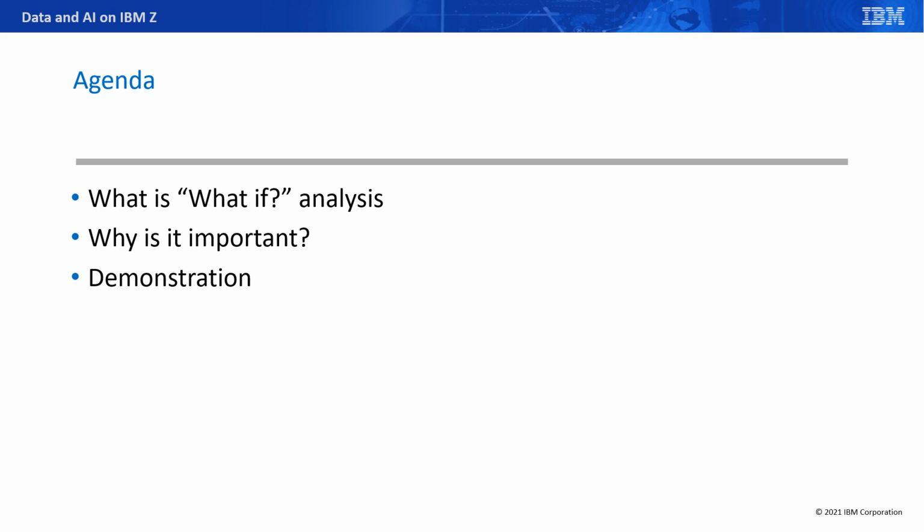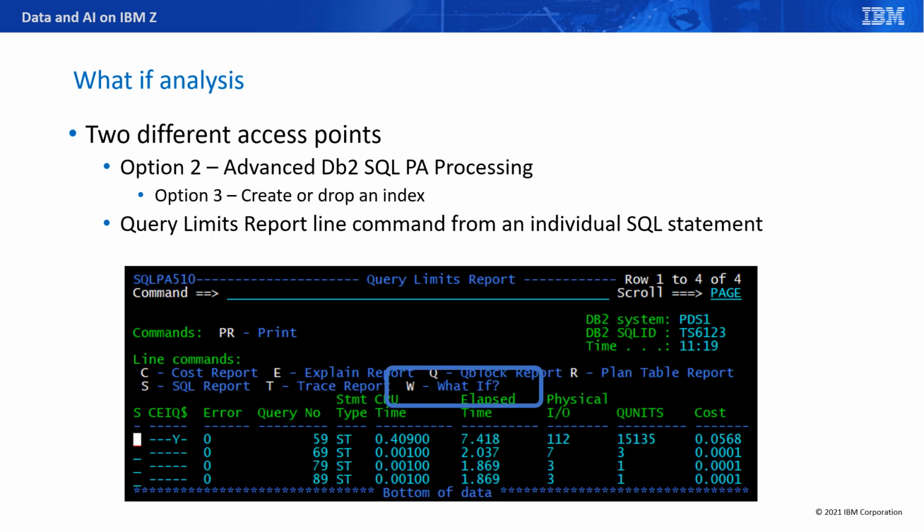These virtual changes allow you to influence the costing calculations without utilizing processor resources. This process does not remove the physical index from the DB2 catalog and allows the cost calculation to use the virtual changes instead. There are two different access points for what-if analysis. The first access point is from the SQLPA main panel, by selecting option 2, Advanced DB2 SQLPA Processing, and then by selecting option 3, Create or Drop an Index.